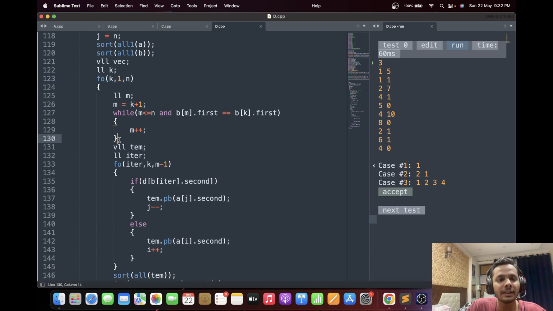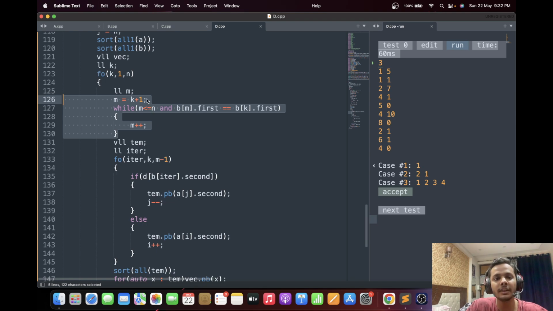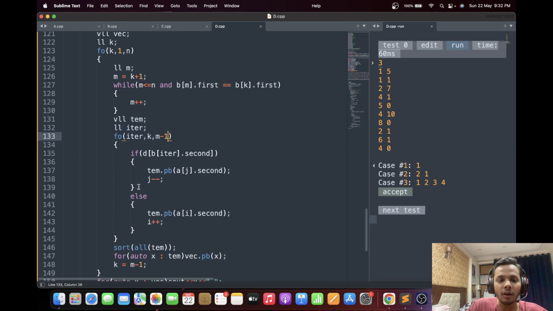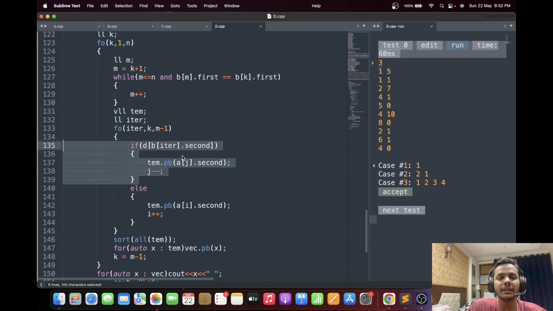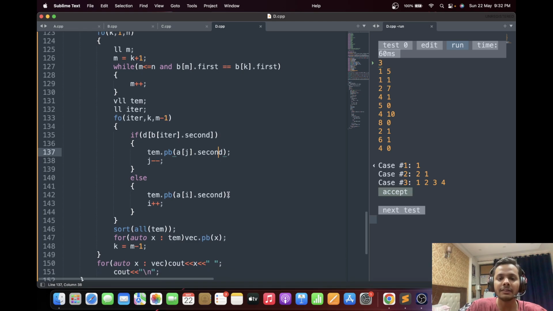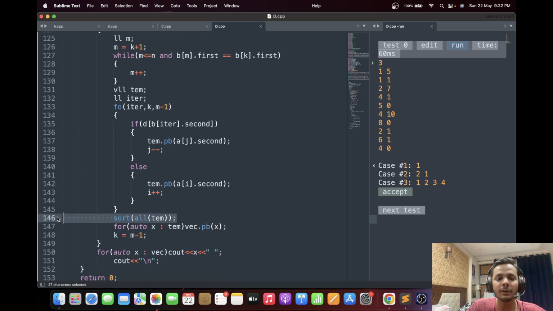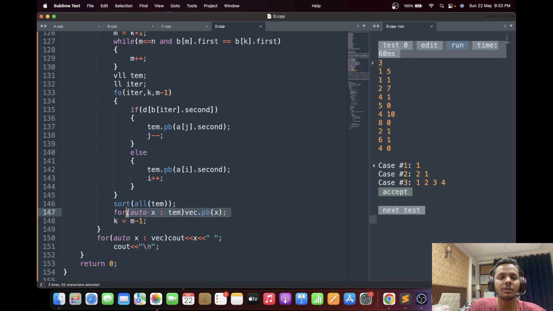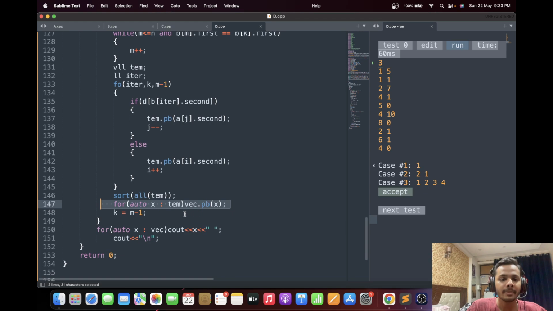So this loop is basically looking at all the indices which have the same value of out time and putting them together. So all the indices from k to m minus 1 will be the indices which have the same value of out time. Okay, so now what we'll say is, if the direction of the current element is to the right, then we will push back the value a of j dot second, which contains the index of the rightmost ant, and otherwise we'll push the value a of i dot second into our vector, and then we will sort this vector to make sure that all the values are sorted according to their indices, and then we will put all these values into our final answer vector, which is vec. Okay, and that is it.